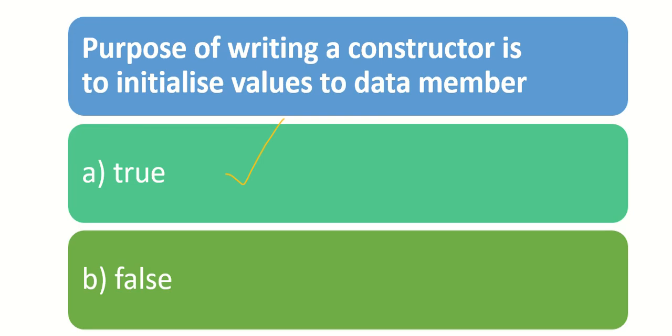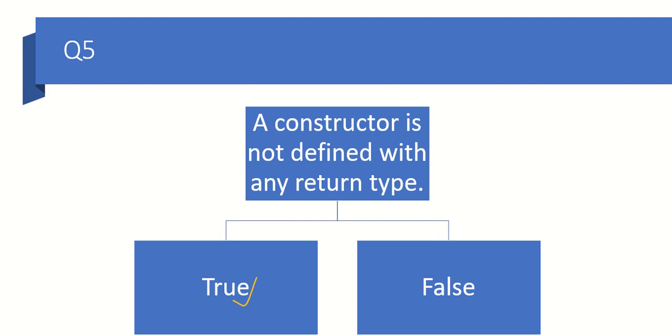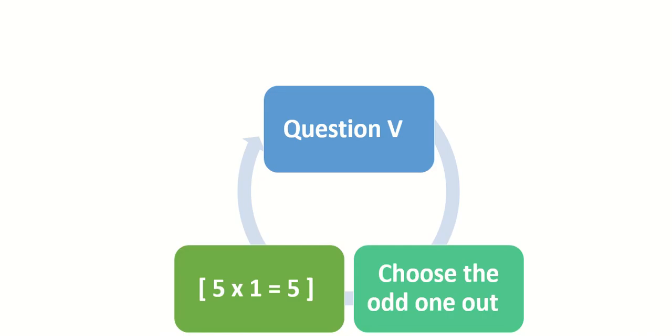Purpose of writing a constructor is to initialize the value of data members. True. And then the constructor is not defined with any return type. That is true. Question number five, choose the odd one out.